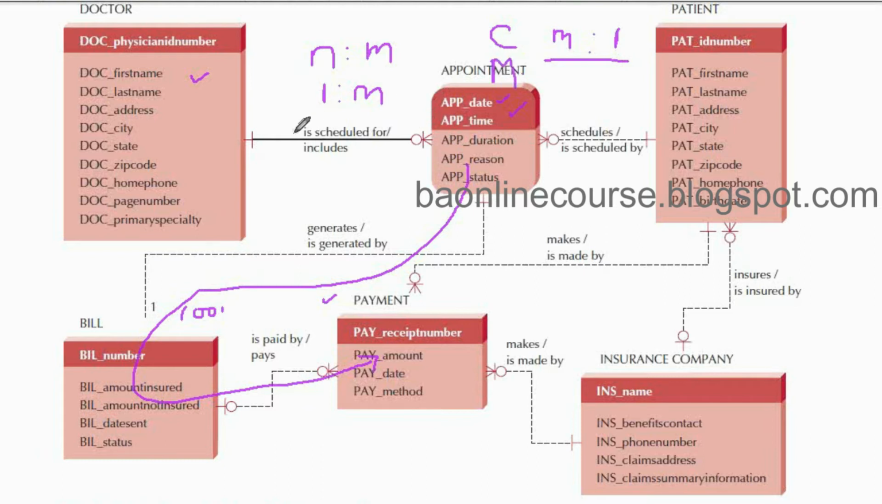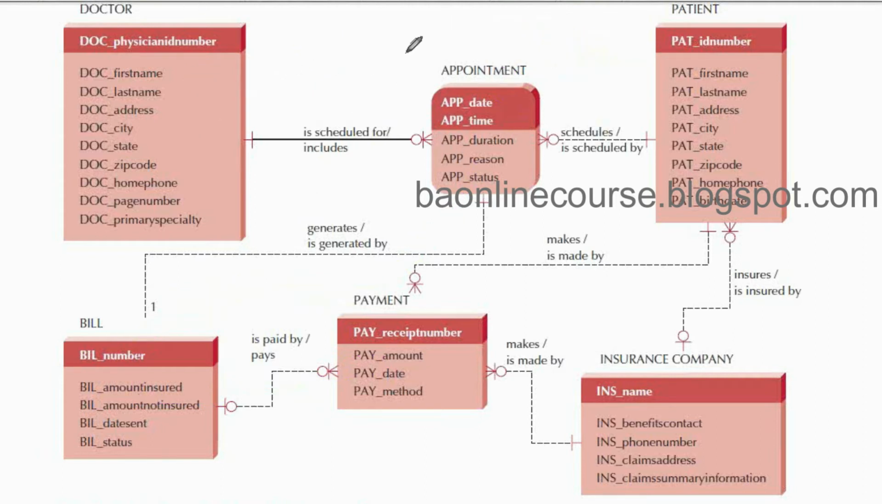The next concept is modality. Modality tries to bring out the dependencies between two entities. Let me make it clear. Cardinality, you understand, is one to many or many to one. It could be one to one, it could be many to many, it could be many to one, or one to many. So cardinality could be one of these four.